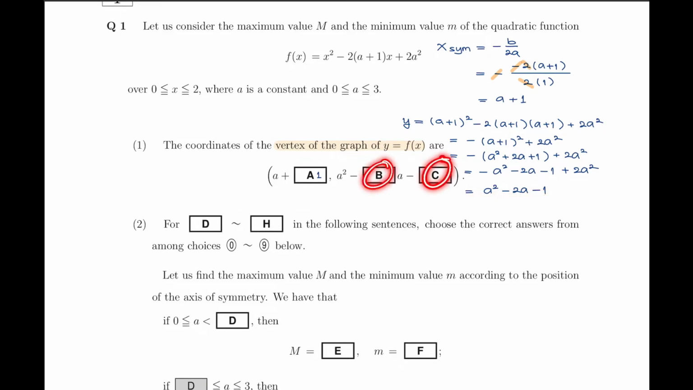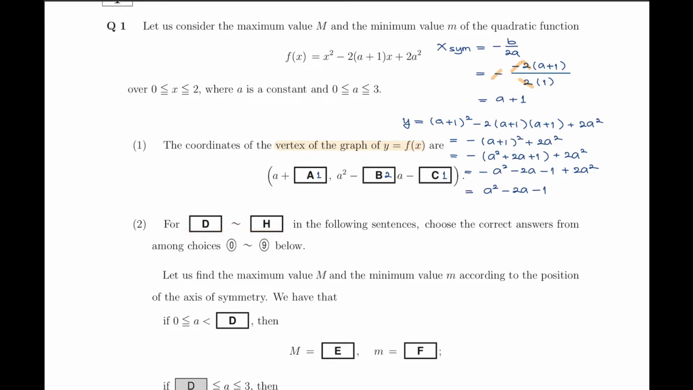Then letters B and C here are 2 and 1. Letter B is 2, from a squared minus 2a, yeah? So the letter B is 2, and then the letter C is 1. Okay, let's move to the next questions.